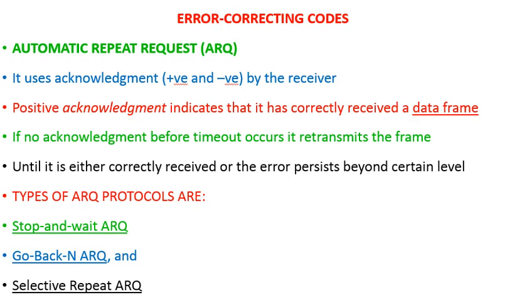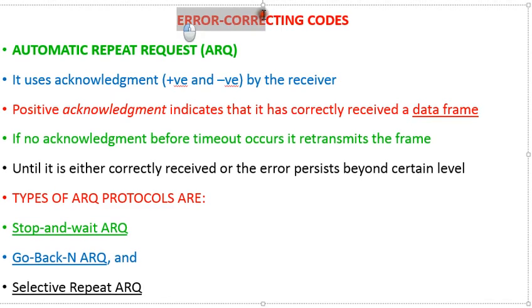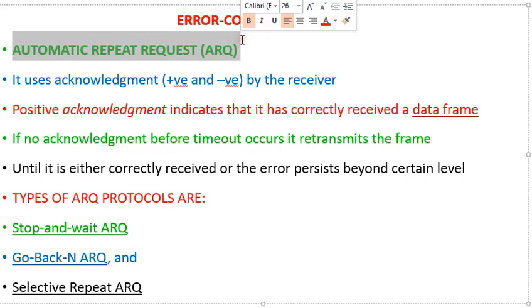Now we have seen different ways of detecting error in data transmission in computers, from one computer to another. So the other segment here is error correcting codes. How do we correct an error if we detect that it occurs? We have different methods also here. One of them is called automatic repeat request.